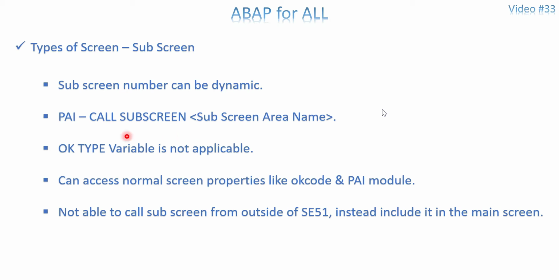Be clear. If the subscreen doesn't have anything you want to read, basically you don't want to receive anything from the user input, then call subscreen is not required in PAI. This is optional.